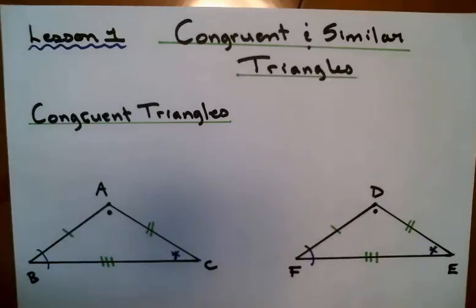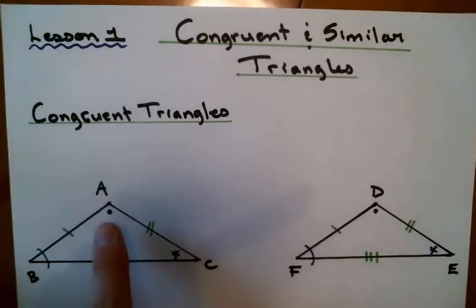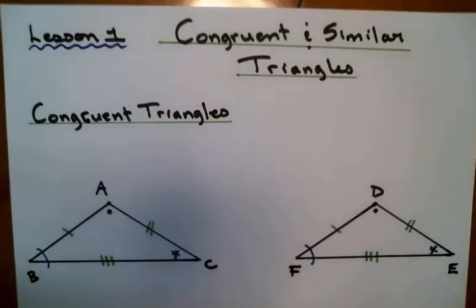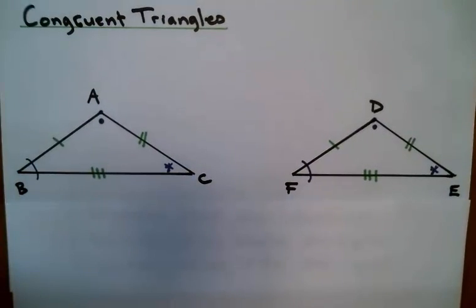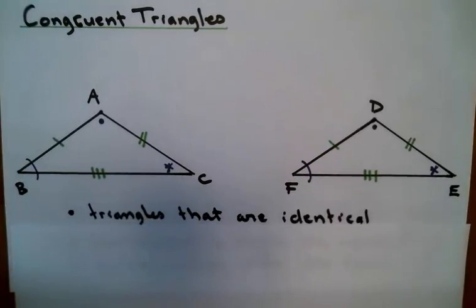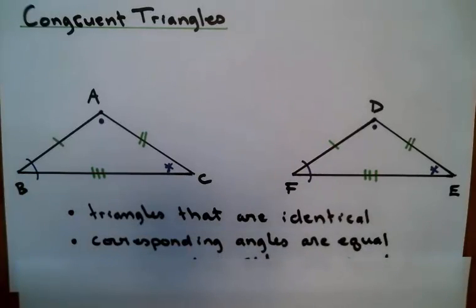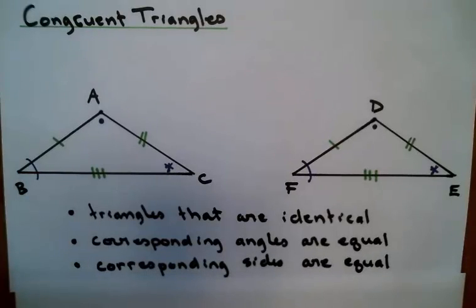So we can see that this triangle has identical sides. We say that the corresponding angles are equal. Okay? And these triangles are completely identical. So let's summarize that. With our congruent triangles, we can note that these triangles are identical. The corresponding angles are equal. And the corresponding sides are equal.